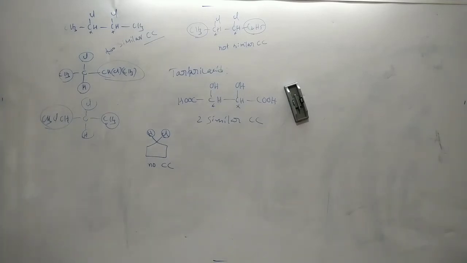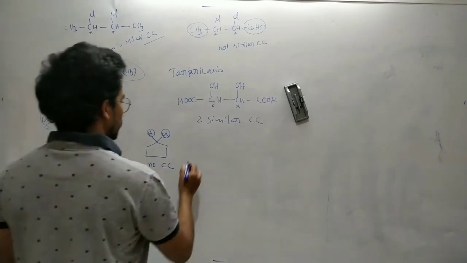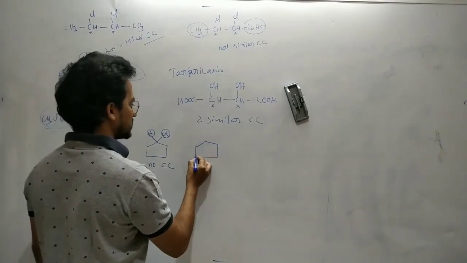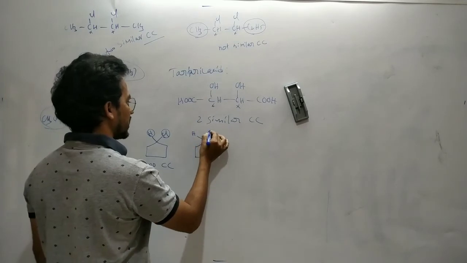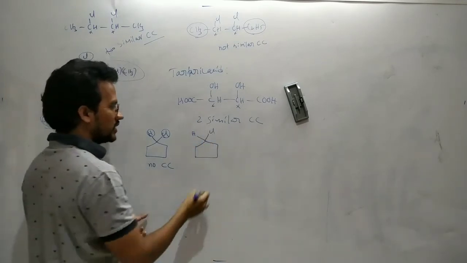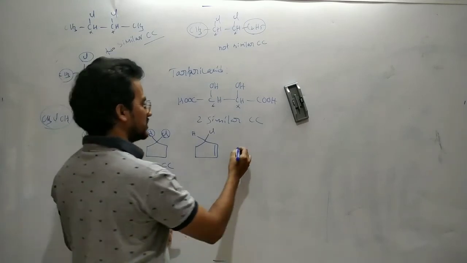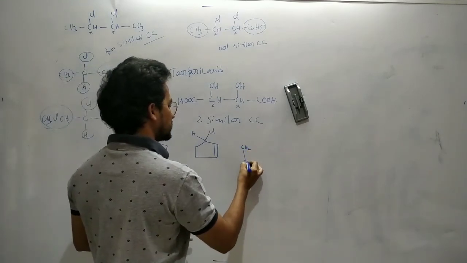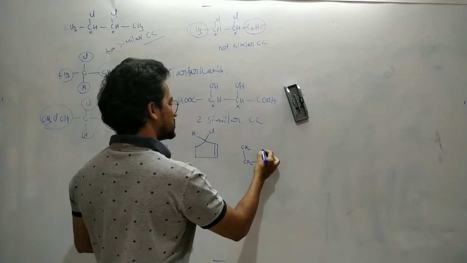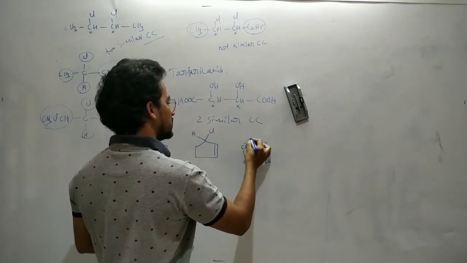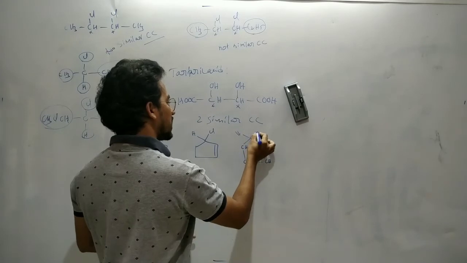Next, suppose I write a structure slightly changed, with hydrogen and chlorine. Now I am putting one double bond here. In this case we can write this compound like this: CH2, CH double bond CH, here carbon, hydrogen, and this is chlorine.